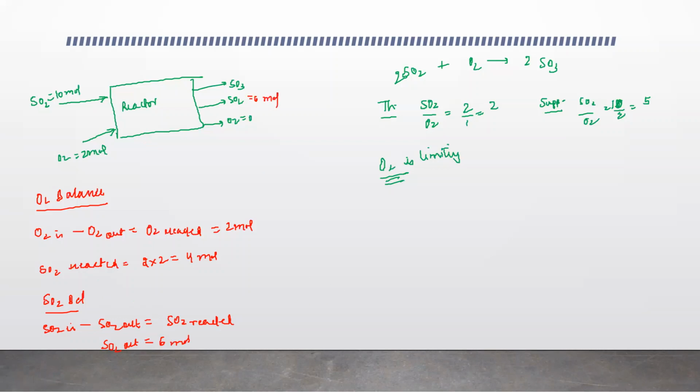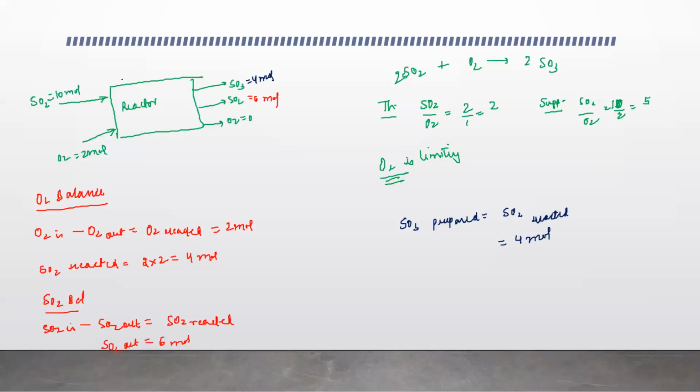So when we go on to find SO3, SO3 prepared is the same as SO2 reacted by stoichiometry. So that is equal to 4 moles. SO3 is going to be 4 moles. All right. So hence we have got SO3 prepared.